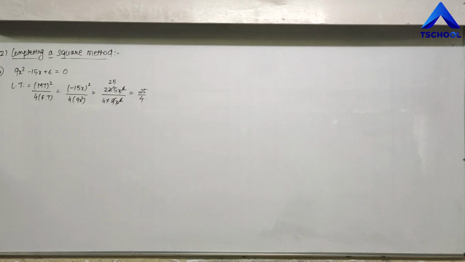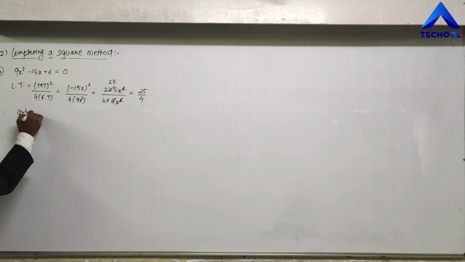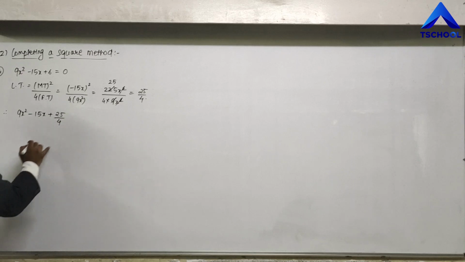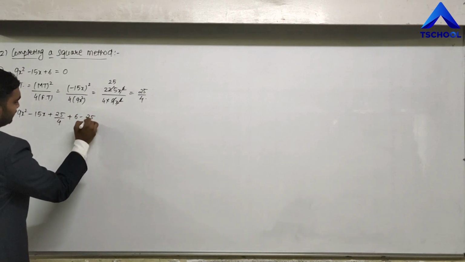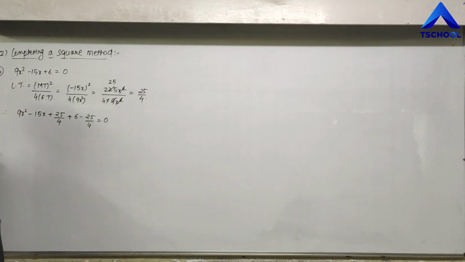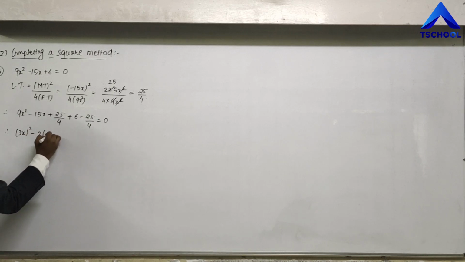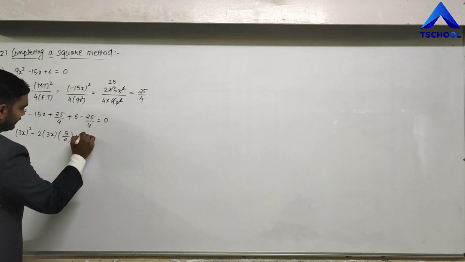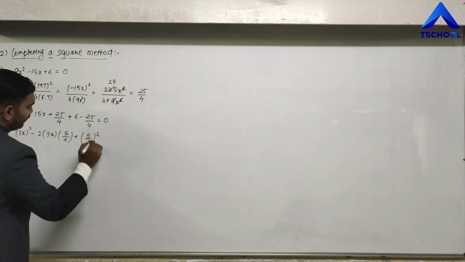What we are going to do next is we are going to simply add and subtract. Therefore 9x square minus 15x plus 25 by 4 plus 6 minus 25 by 4 equal to 0. Therefore this 9x square can be written as 3x whole square, right? This 9x square can be written as 3x whole square minus 2 into 3x into 5 by 2 plus 5 by 2 whole square.